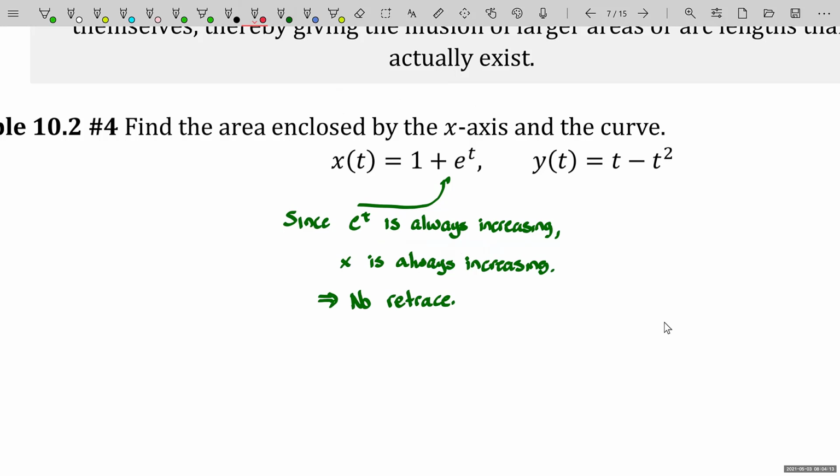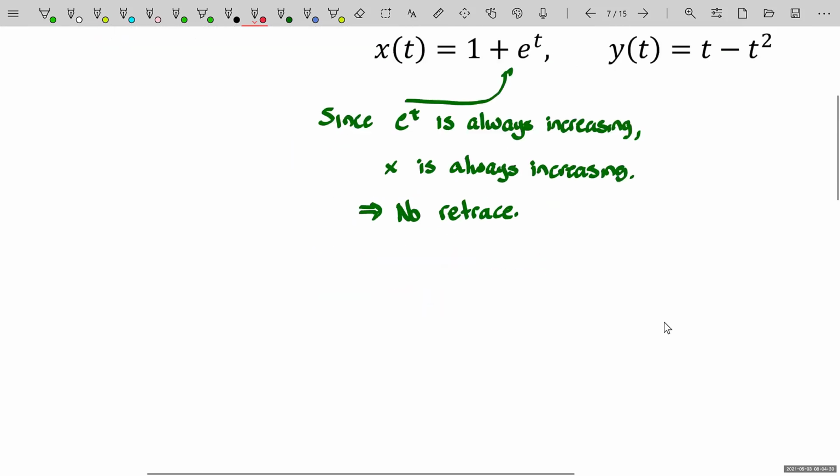The times where I kind of worry about retracing is when we have sines and cosines. That's when I go, oh, shoot, that might just retrace. So those are where you're going to have to be careful. I would recommend just using Desmos to see if it retraces. That's probably the easiest, fastest way to do that, honestly.